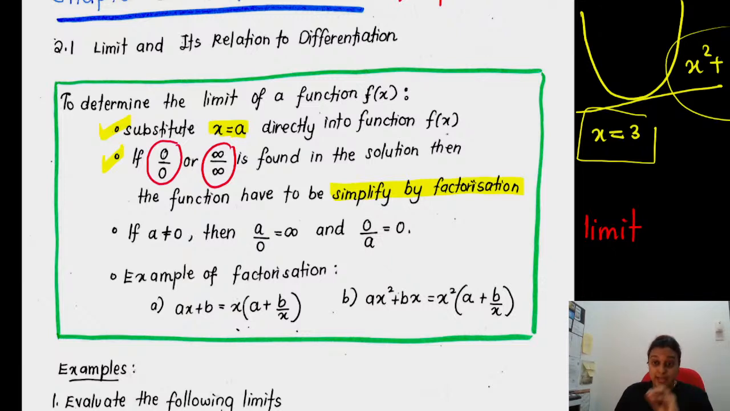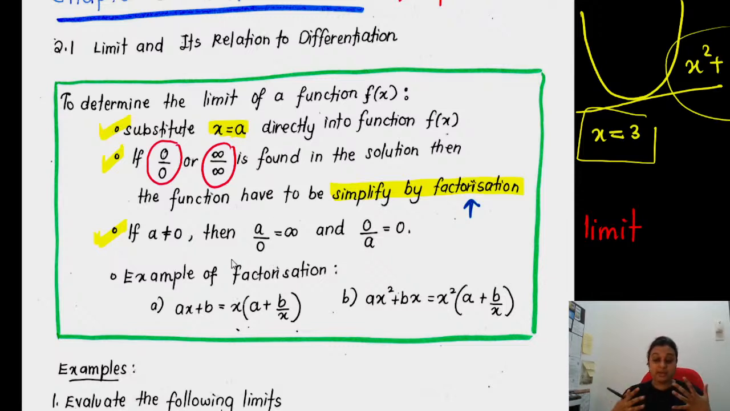Let's say after substituting, you don't immediately get an answer. Then you check whether you are getting 0 over 0 or infinity over infinity. If you are getting that, then you have to solve by factorizing. You have to do the factorization method. Now the next one, the third step.